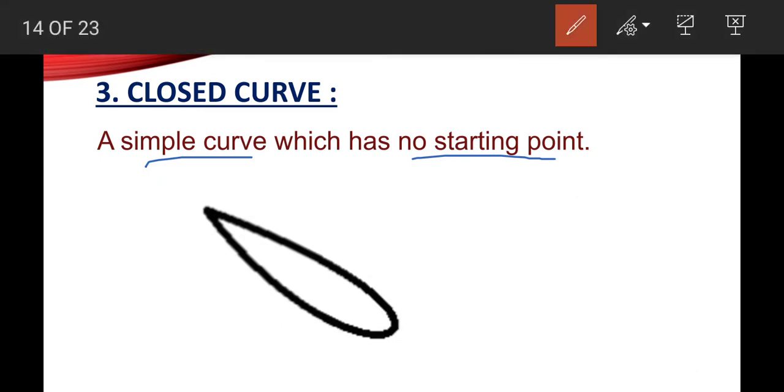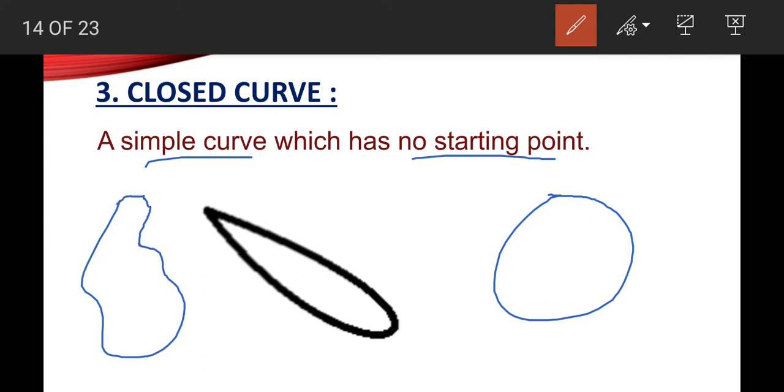We can draw some more closed curves also. It is a closed curve. It is a closed curve. You can draw them by drawing a simple curve with no starting point. All these are closed curves.